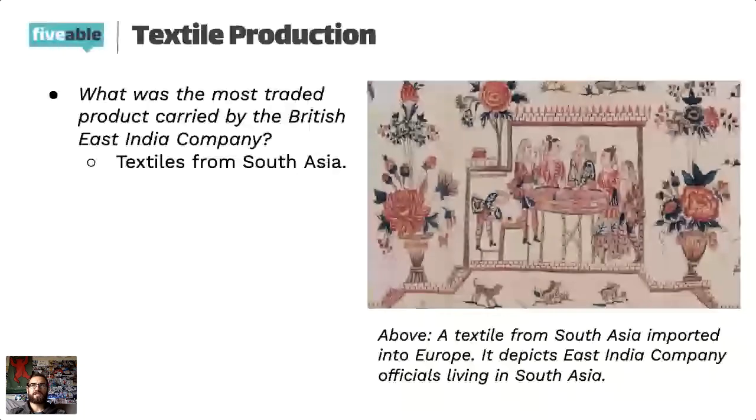Now you might be thinking to yourself, well, Mr. Little, wait a minute. I know that they imported a lot of tea and spices into Europe. Wouldn't that be the more traded thing? And the answer is that's true. One of the major imports of the East India Company was tea and spices into Europe, but they traded in other parts of the world too. And in places like Southeast Asia and in places like Africa, textiles from South Asia were so in demand that they actually formed the majority of what the East India Company did across all of its business interests.